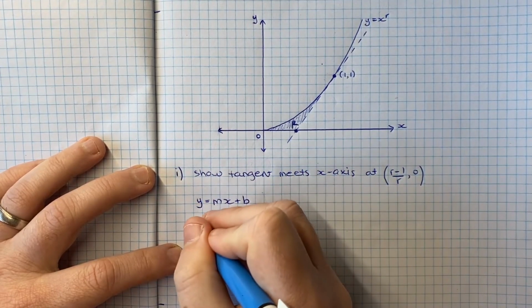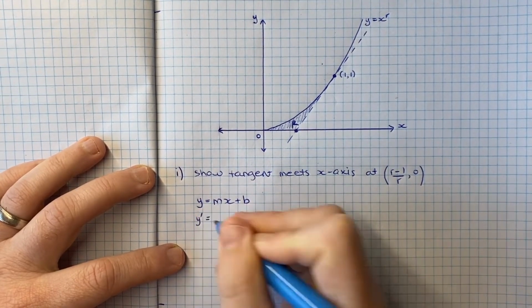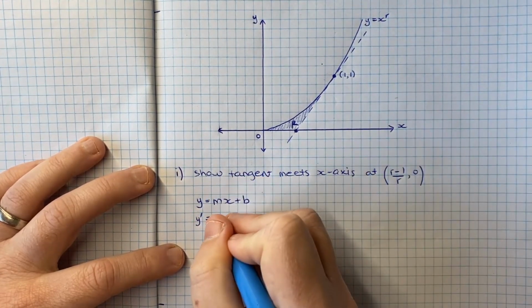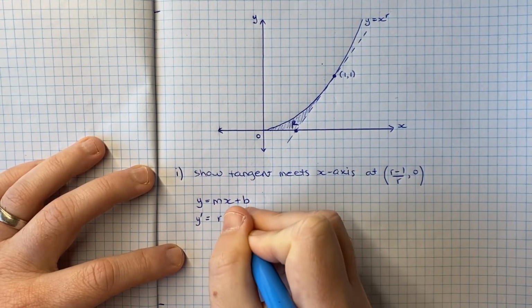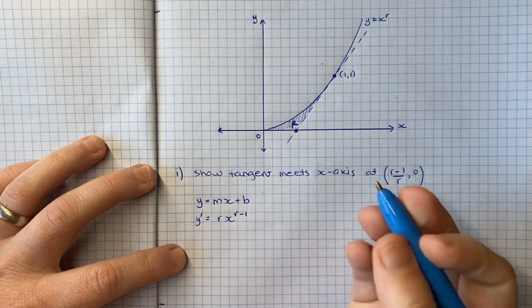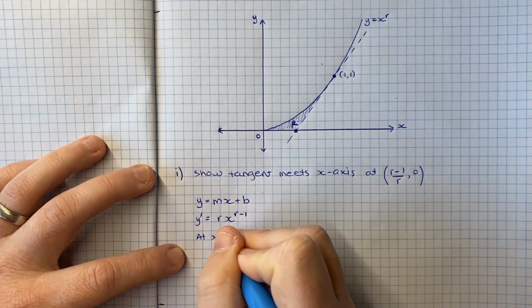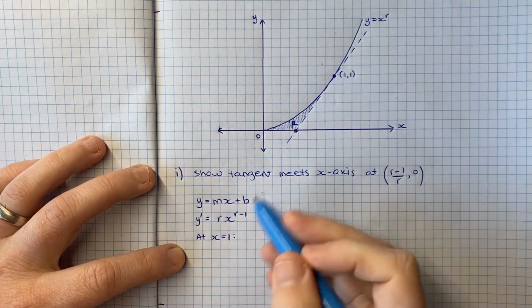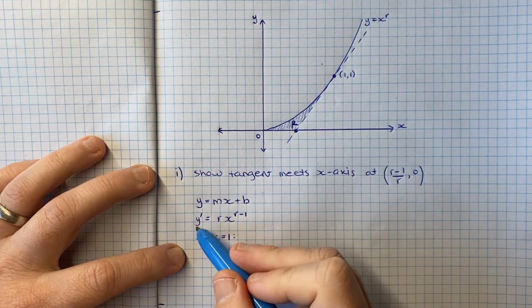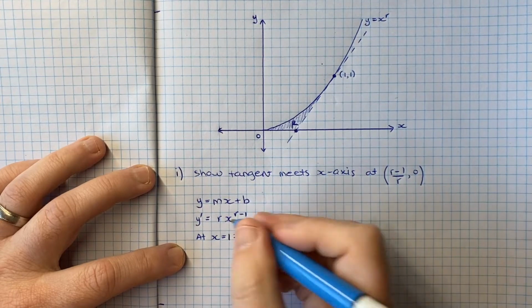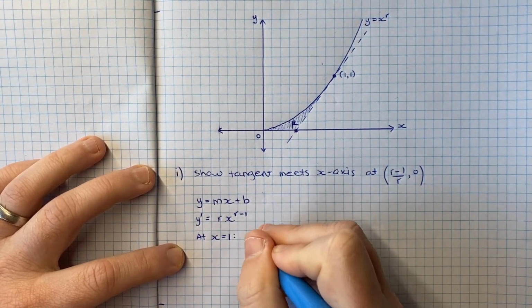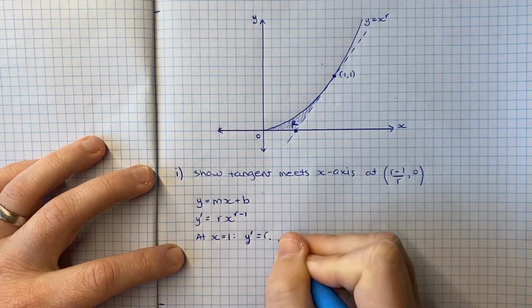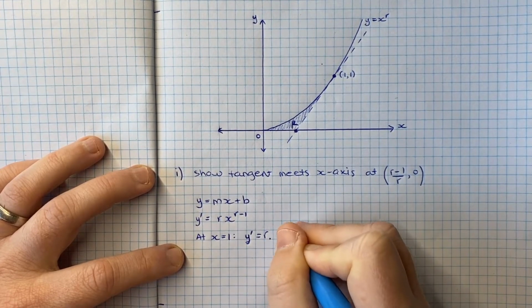So first thing to do, I'll get the first derivative, y dash. Now y dash of x to the r: we bring the exponent down and then subtract 1, so it would be r x to the r minus 1 is our derivative. Now we know that at x is equal to 1, this point here, the gradient will be equal to r times 1 to the power of r minus 1.